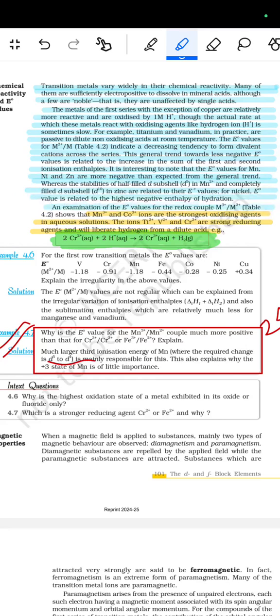And the examination of the electrode value for the redox couple M3+/M2+ shows that the Mn3+ and the Co3+ ions are the strongest oxidizing agent in the aqueous solution. The ions Ti2+, V2+ and the Cr2+ are strong reducing agent and will liberate the hydrogen from a dilute acid. So 2Cr2+ + 2H+ gives 2Cr3+ + H2.